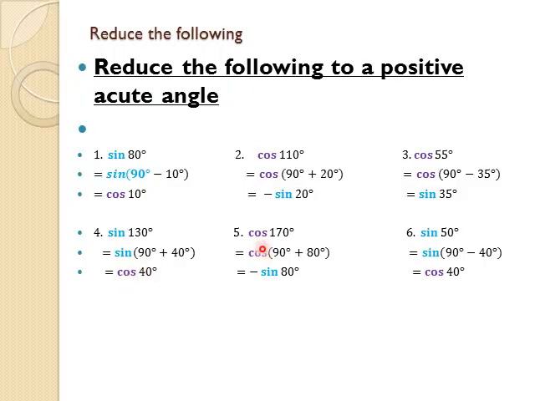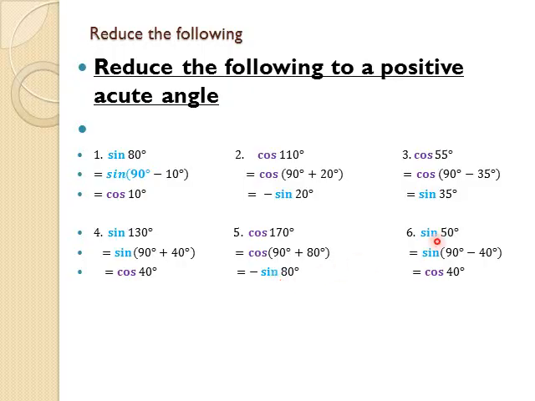For number 5, cos 170, second quadrant, 90 plus 80. In the second quadrant, cos is negative, but the 90 changes cos to sine and becomes negative sine 80. So as I say, be careful of this. You'll see there number 2 and number 5.